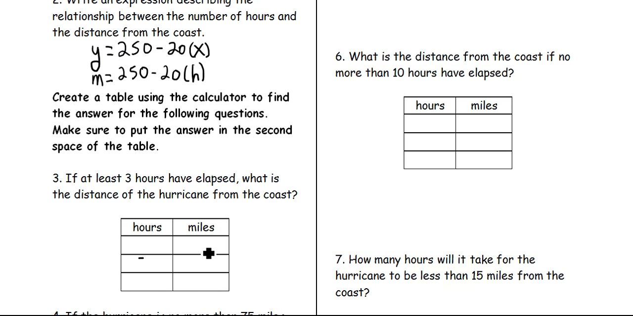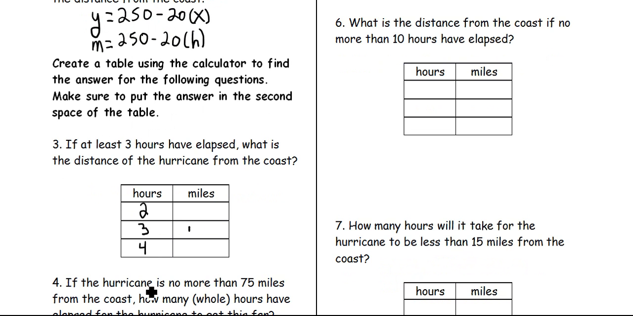Alright. So it says create a table using a calculator to find the answer to the following questions. Make sure to put the answer in the second space of the table. So it says if at least 3 hours have elapsed, so we're going to put in our 3 here. What is the distance of the hurricane from the coast? So we're going to put in 2, and this is 4.